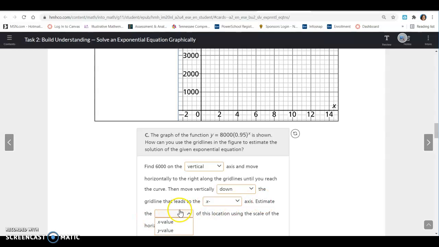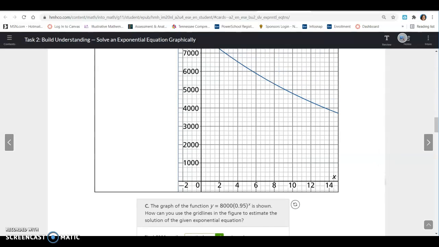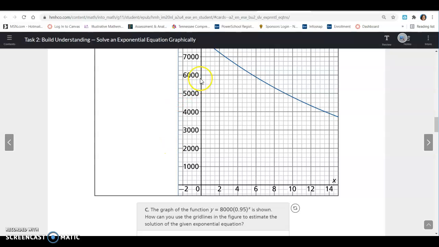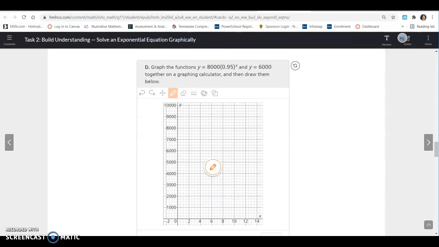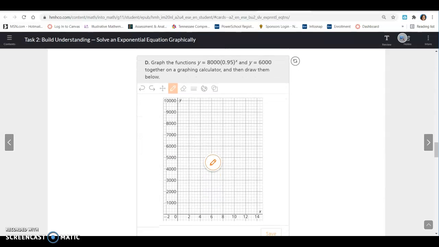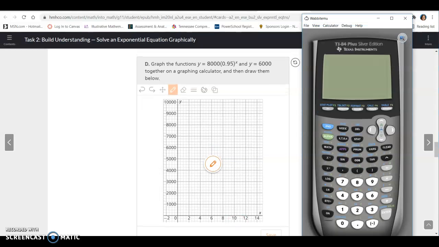Estimate the x value of the location using the scale on the horizontal axis. So that's exactly what I was doing here. I was looking at this horizontal line here, came over here, and then I brought this down here, and then I would estimate that point, which is on the x-axis. All right, so it says graph the functions together on a graphing calculator and then draw them below. All right, so let's draw them on the graphing calculator.